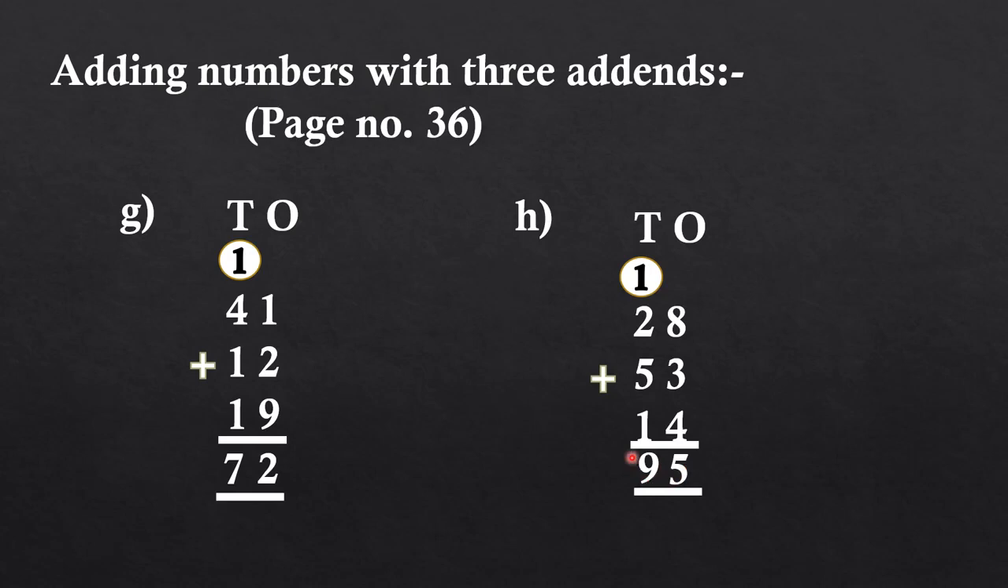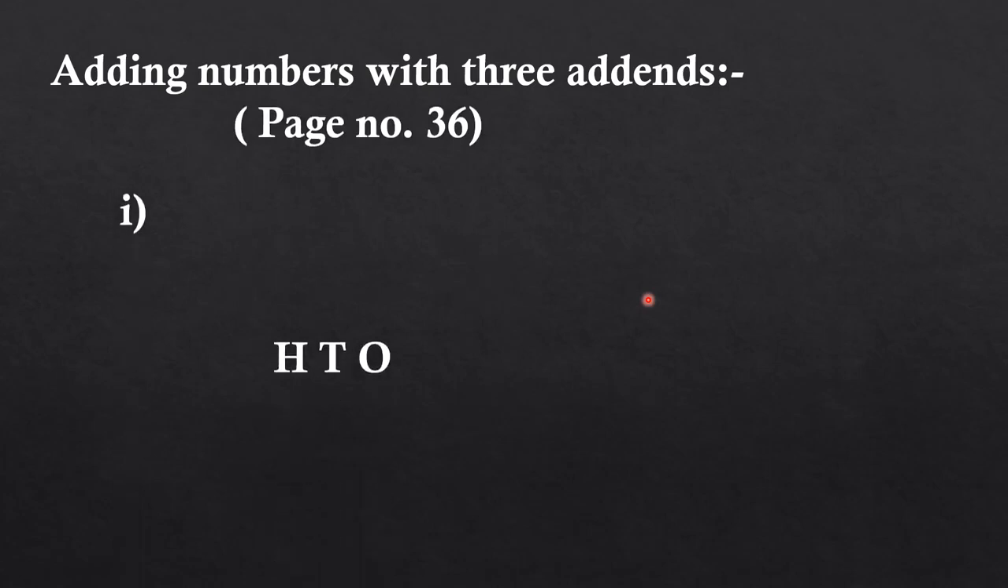बेटा, always remember that never forget to add the carry digit. हमें carry digit को add करना नहीं भूलना है. Okay? Now in I part we have to add. See, you can see here beta, ones, tens and hundreds. Now we have 3 places. Okay, so 3 digit number.